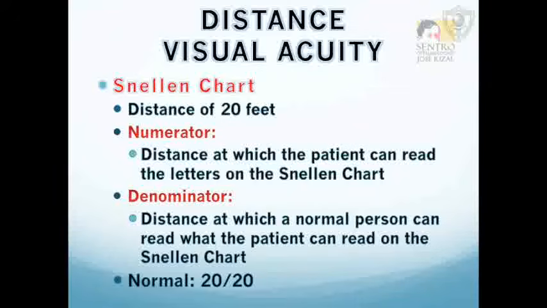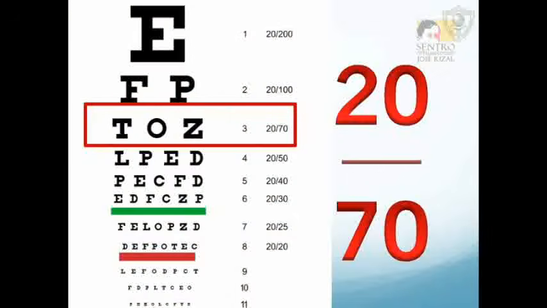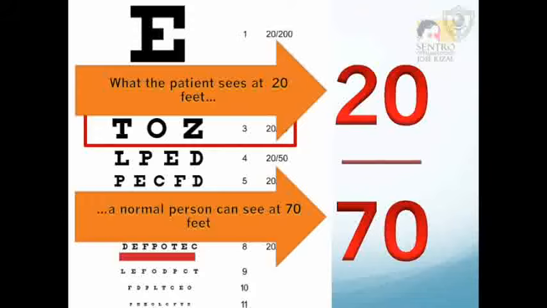The numerator corresponds to the distance at which the patient can read the letters on the Snellen chart, while the denominator corresponds to the distance at which a normal person can read what the patient can read on the chart. The normal visual acuity is 20/20. For example, if the patient can read the third line, TOZ, the visual acuity is recorded as 20/70. This means that what the patient sees at 20 feet is seen by a normal person at 70 feet.